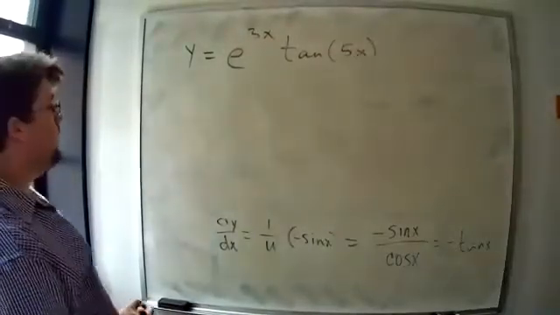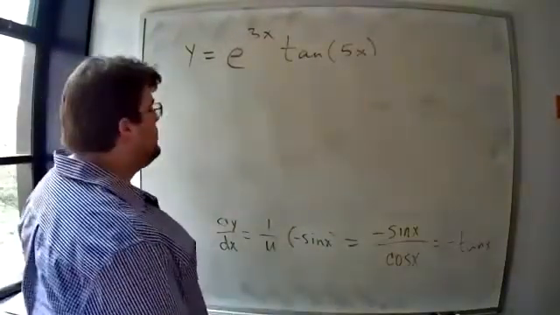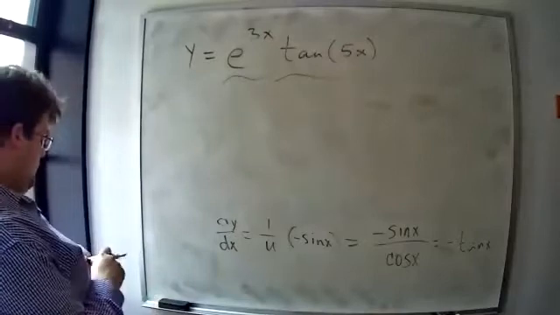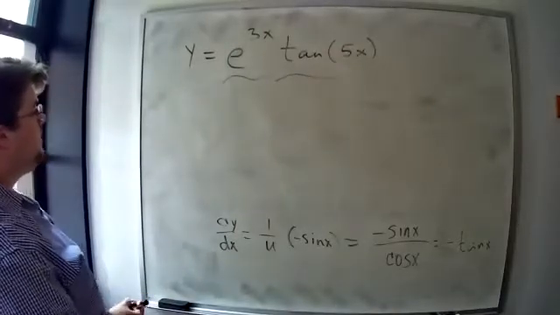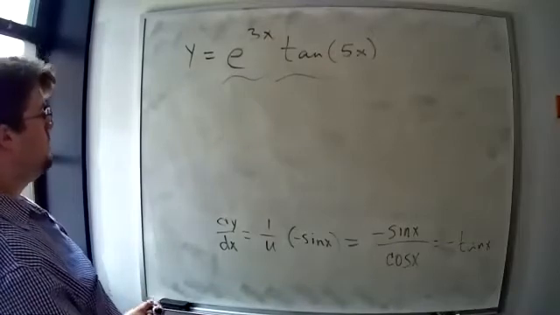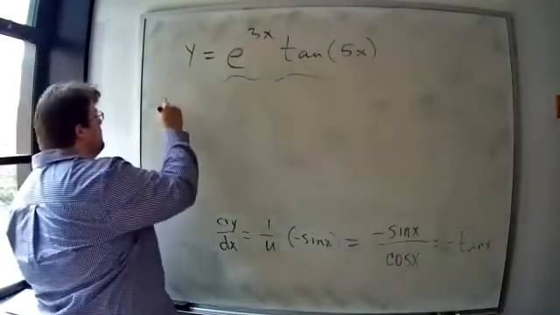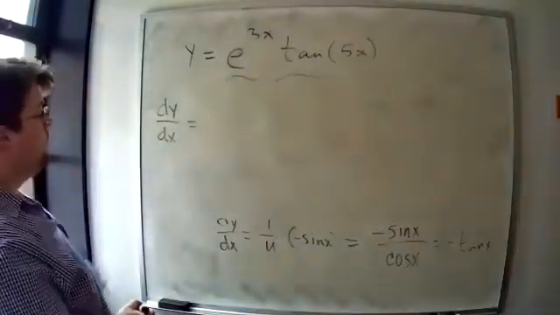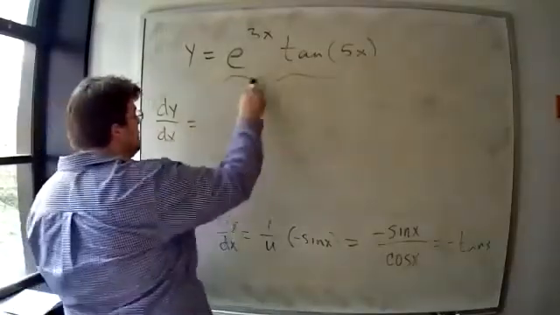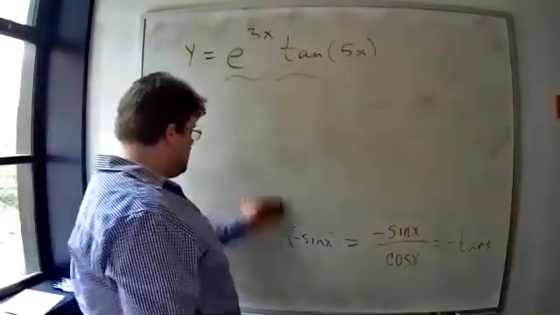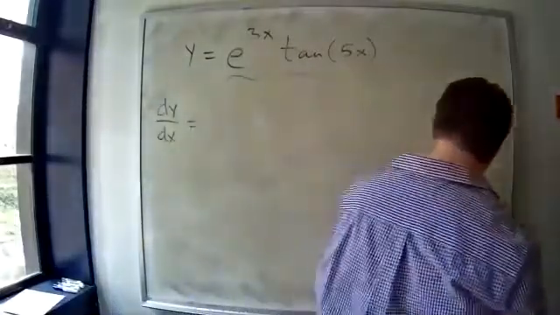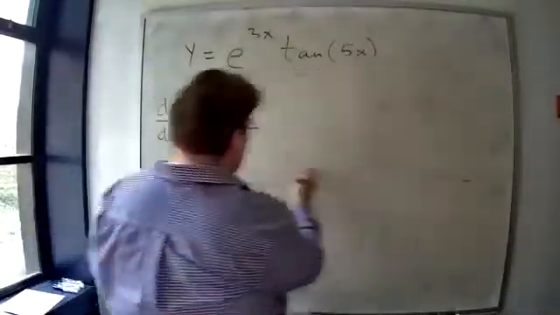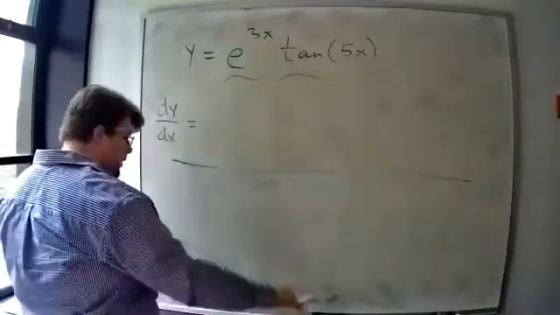So part C, e to the 3x tangent of 5x. Our first observation here is that we have two things multiplied together. So if we're going to take the derivative of two things multiplied together, we're going to need to apply the product rule. The derivative here will be given by the product rule. But to apply the product rule, we're going to need the derivatives for each of these pieces. So I'm going to do them on the side, on the bottom, as side work.